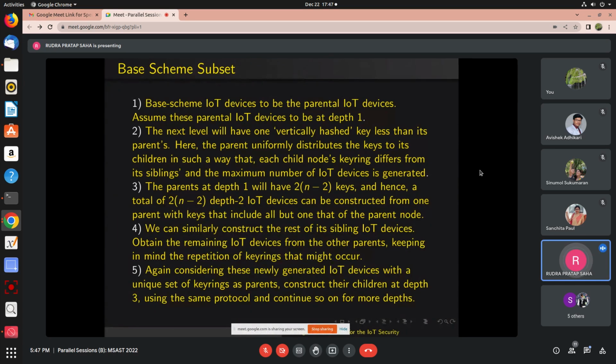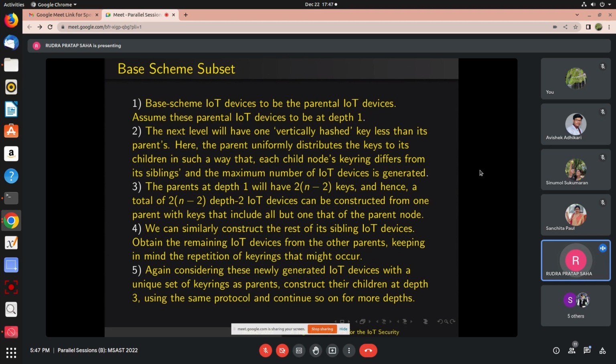And the parent at depth 1 will have 2 n-2 keys, and hence a total of 2 into n-2 IoT devices at depth 2 are constructed from a parent with keys that include all but the parent node. The parent is in depth 1, and depth 2 are the children of these corresponding parent nodes. And we can similarly construct the rest of the siblings of the IoT devices.